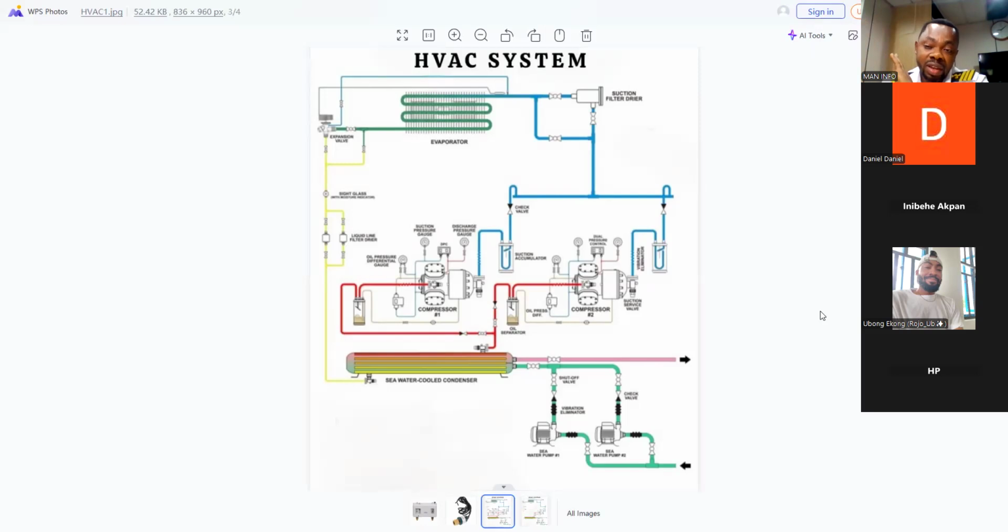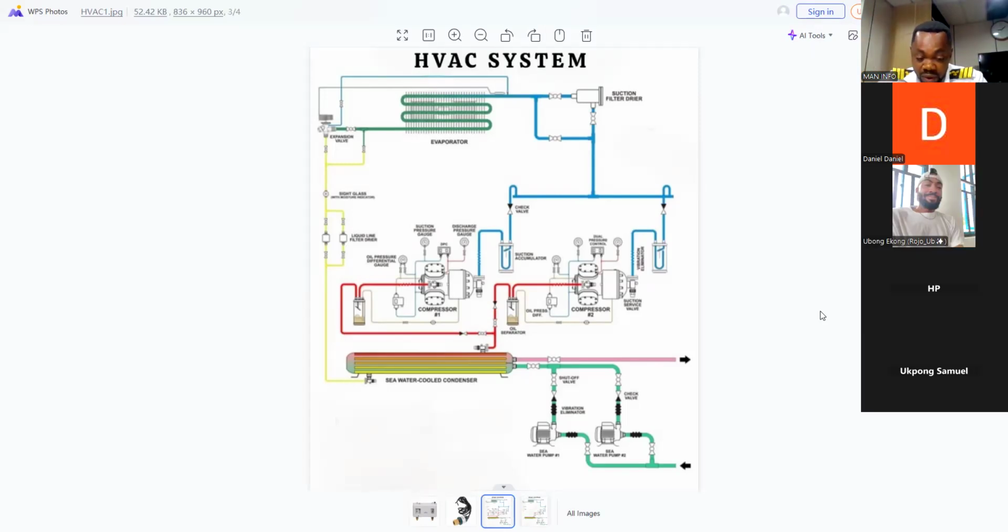Apart from the evaporator unit, that's your cool room or your chiller, the other things are all in one stand, right? Yes, so check. Okay, sir. Thank you very much.